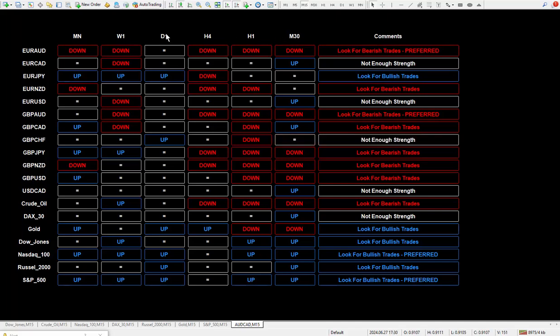It analyzes all the charts from the monthly down to the 30 minutes, and then after it does all the calculations within the comments here, it'll make suggestions. Look for bearish trades, look for bullish trades. Some are even preferred, as you can see, and sometimes it's running a little bit flat or generally not enough strength.